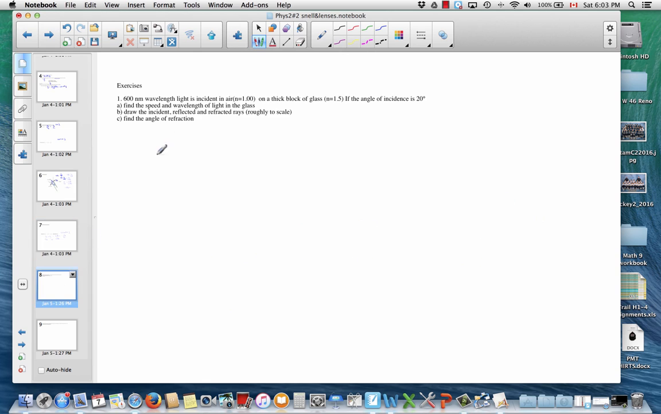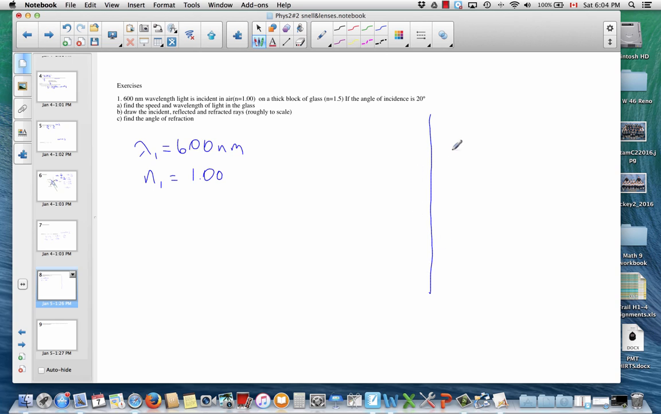Let's do a simple and quick example. So we have a wavelength of 600 nanometers. Nano is 10 to the minus 9. It's traveling in air, so the first material is 1.00. I think the next digit might be 3. And then it hits a block of glass.